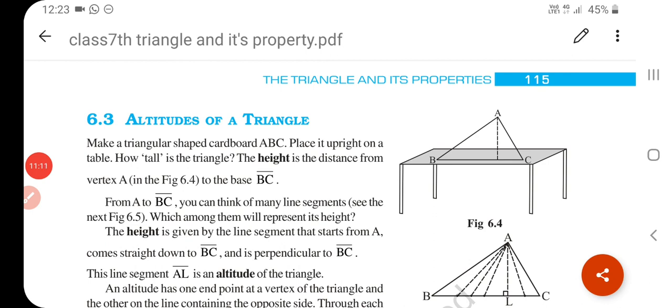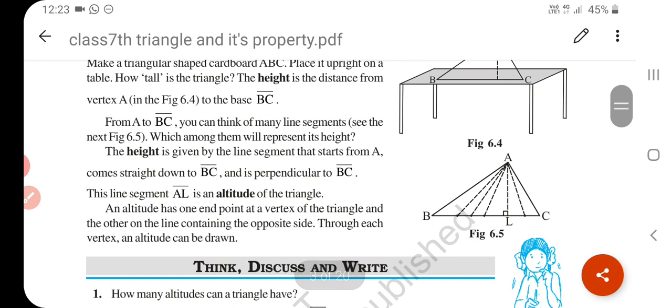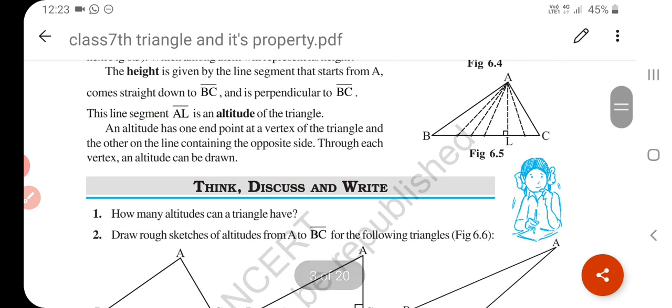See here, altitude. About altitude, if the line is perpendicular then AL is called the altitude. Okay, understand? So how many altitudes can a triangle have? Any triangle has 3 altitudes. Okay, understand?